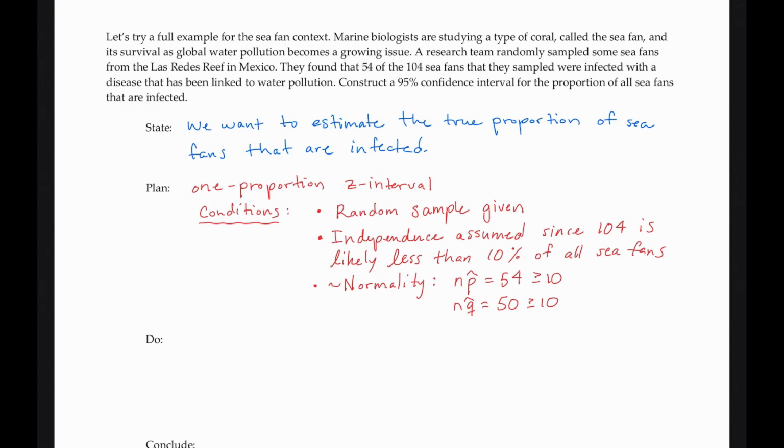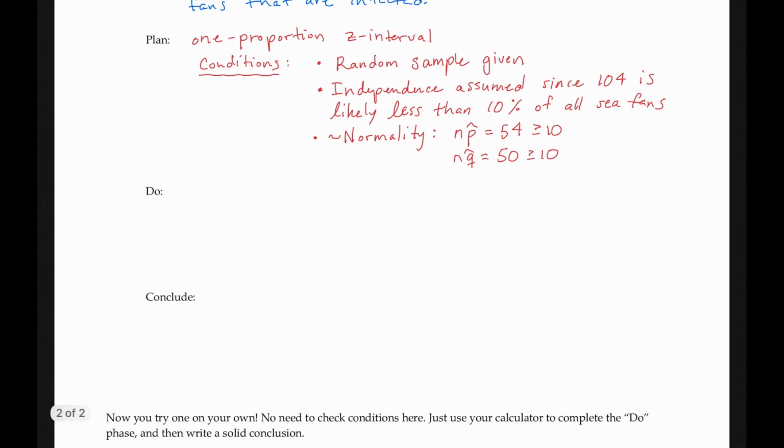All right, next, Do. Do is where we do our math. We're going to do the math just as we've done before here. So we're going to state some of the things that we know already. We calculated p-hat earlier, 54 out of 104, which is about 0.519. And we're going to establish what z-star value we're going to go with. It says up in the problem that we want to construct a 95% confidence interval. See if you remember what z-star value that is. It is 1.960. Almost 2.